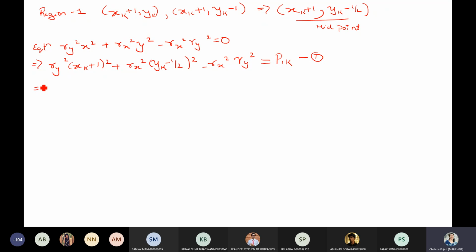Next we want to write the next iteration decision parameter, that is P1 k plus 1. So how can we write it? We have to replace k with k plus 1.